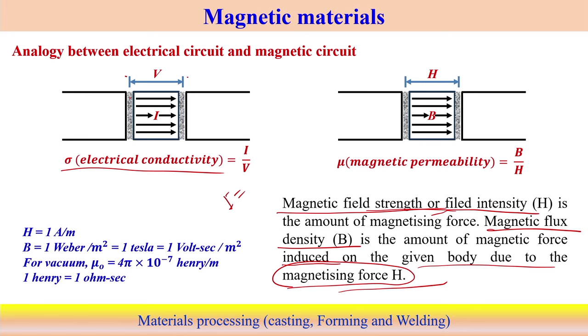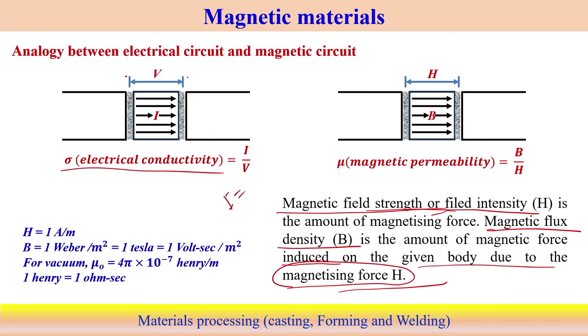Similarly, V can be treated as a voltage, a potential difference. High voltage means there is the potential to generate much more flow of electric current. H can be treated like that as well. If the magnetizing force H is much larger, it will create a large flux density. Of course, the amount of flux density created is limited by the permeability of that particular medium.